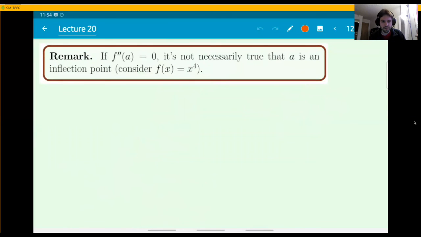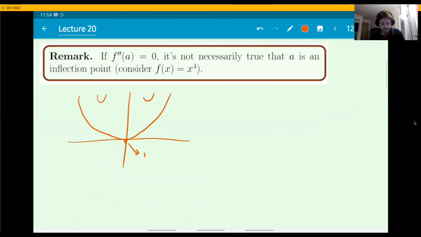And another remark in a similar vein: sometimes you do have a point where the second derivative is 0, but it is not an inflection point. For example, x to the 4th. X to the 4th looks like a parabola. It is a smile before and also a smile after. This is not an inflection point because the concavity is not changing.